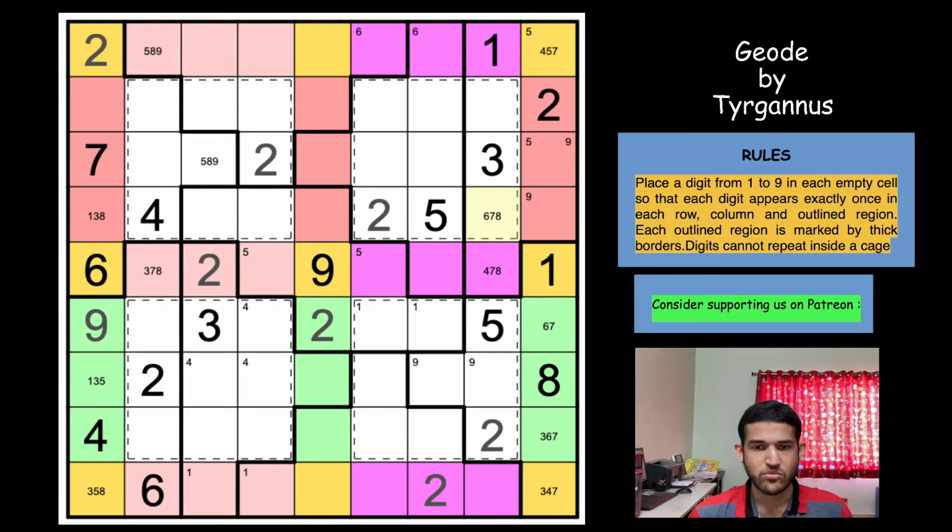It's time to make a move now. Okay, the 1 in row 2 must be in these three cells. I mean, in this region, 1 must be in these three cells. So that puts the 1 in the top right cage, must be in these two cells.